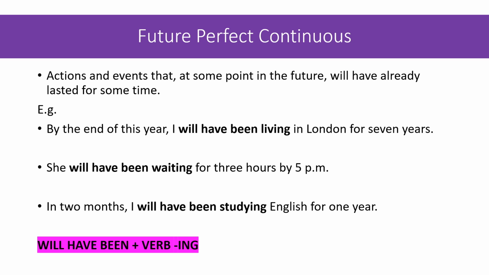The future perfect continuous tense. So this means when actions and events are at some point in the future, but they will have already lasted for an amount of time. So, by the end of this year, I will have been living in London for 7 years. She will have been waiting for 3 hours by 5 p.m. In 2 months, I will have been studying English for 1 year. So an easier way to remember it is will have been plus your verb ing.